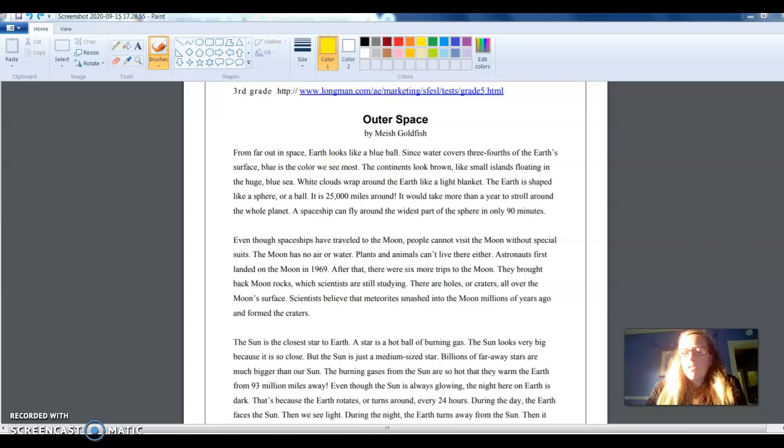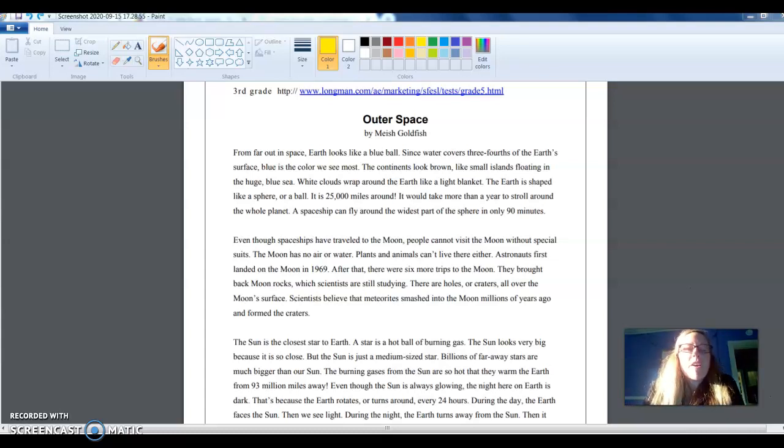Hello. Now that we know the difference between tier one, tier two, and tier three words, let's practice. Here is a third grade passage called Outer Space, and I'm going to read the very first paragraph, and I'm going to circle tier one, tier two, and tier three words. Not all of them, but just a sample.